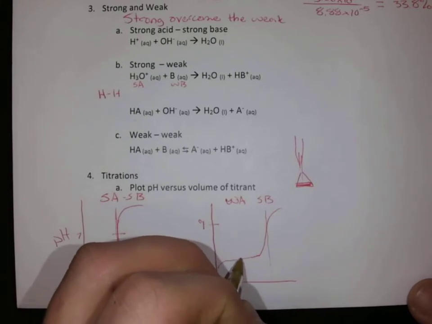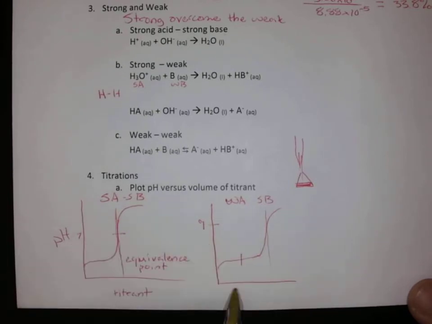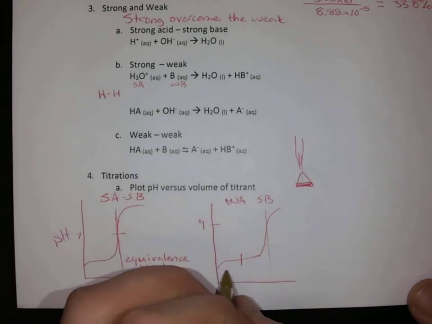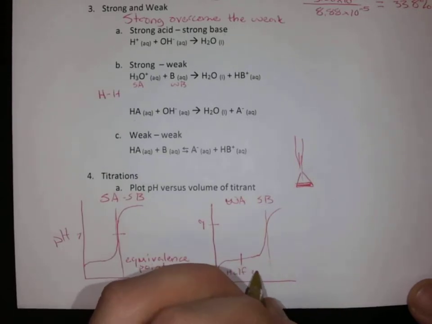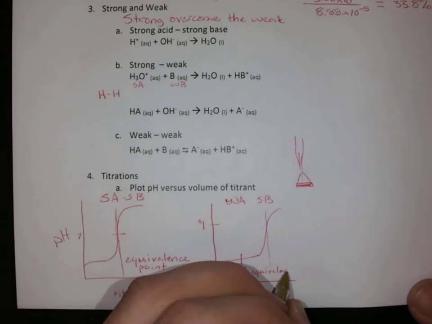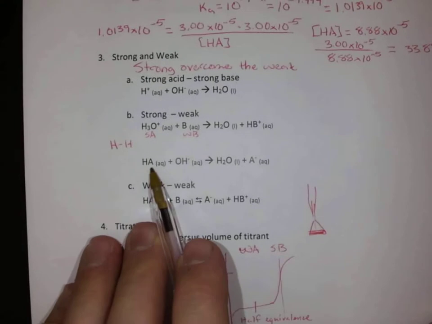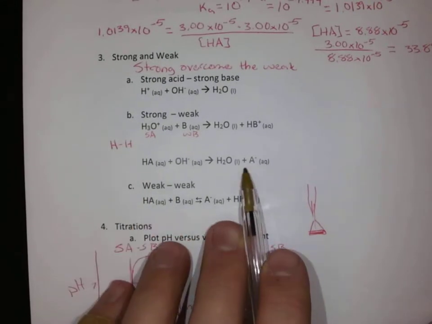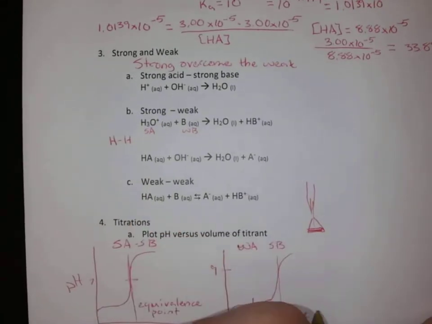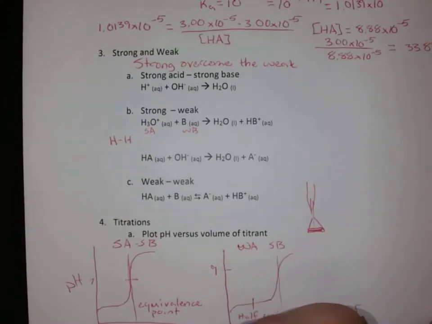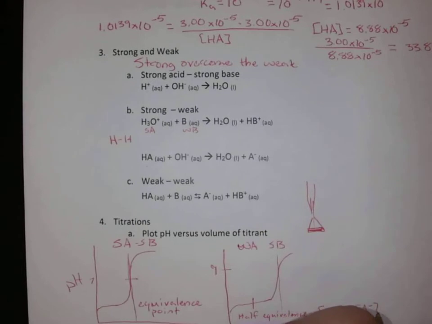Another useful spot here is the half equivalence point. If we added 20 milliliters of our base, at 10 milliliters we get this half equivalence point. That half equivalence point is actually where we have equal concentrations of our HA, that weak acid, and the conjugate base. So that is where our HA concentration is equal to that A minus concentration.